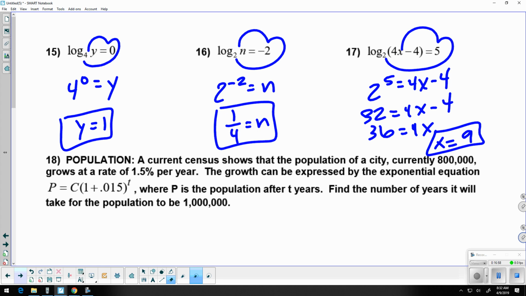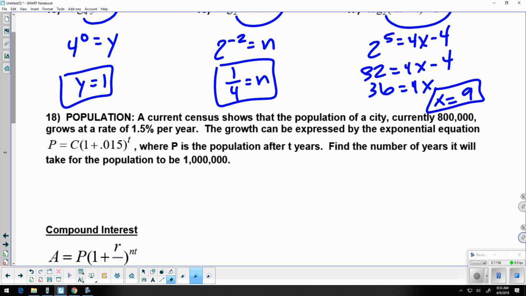Little story problem now. Example number 18 says population. There's a current census that's showing that the population of a city is currently at 800,000, but it's growing at a rate of 1.5% per year. The growth can be expressed by this exponential equation. So this should look familiar because that's basically the exponential growth and decay problems that we did back in the first section. Okay, but P is the population after T years. Find the number of years it's going to take for the population to be 1,000,000.